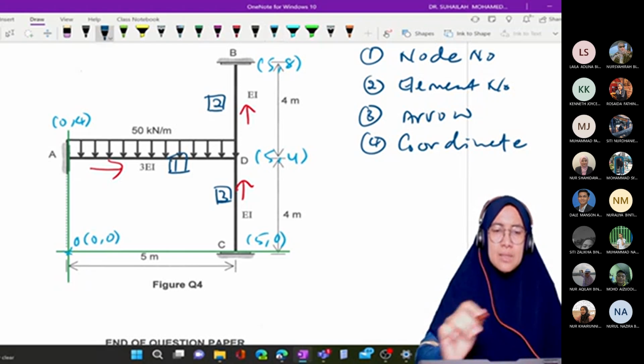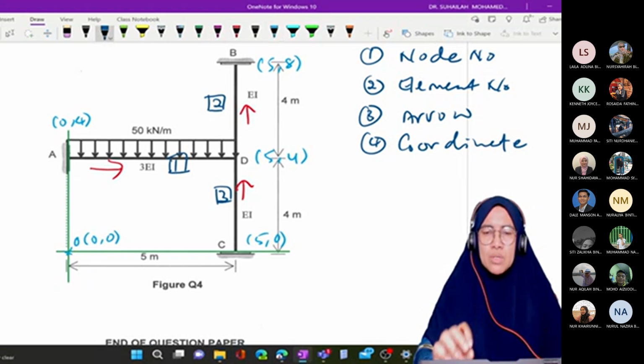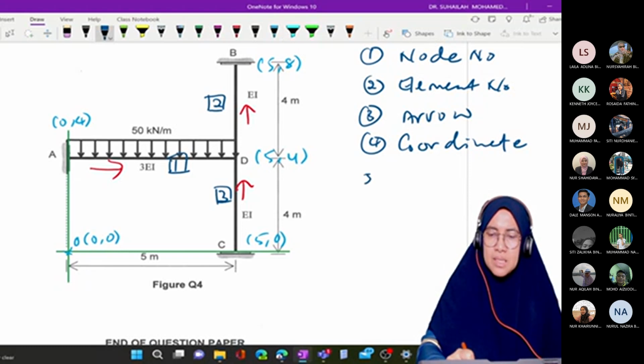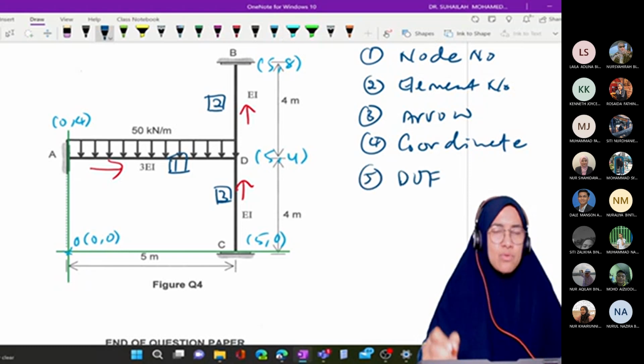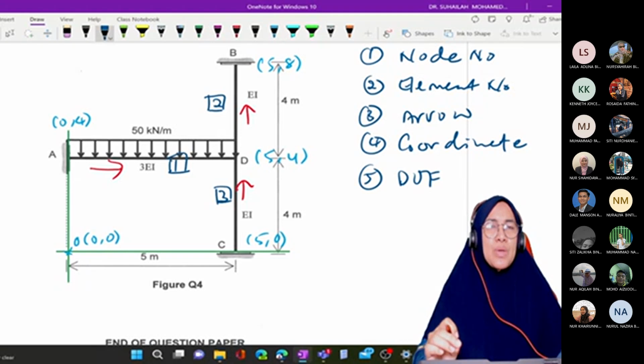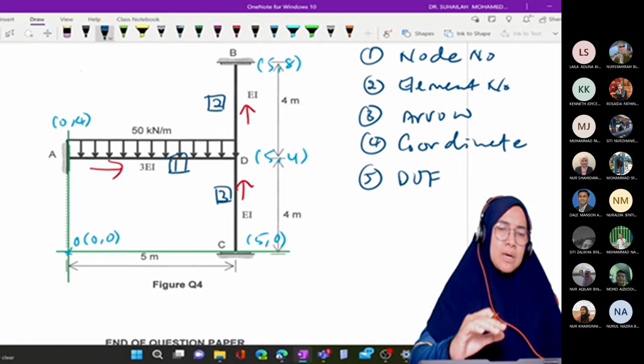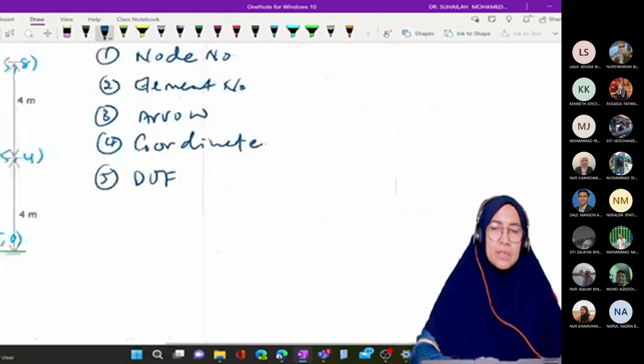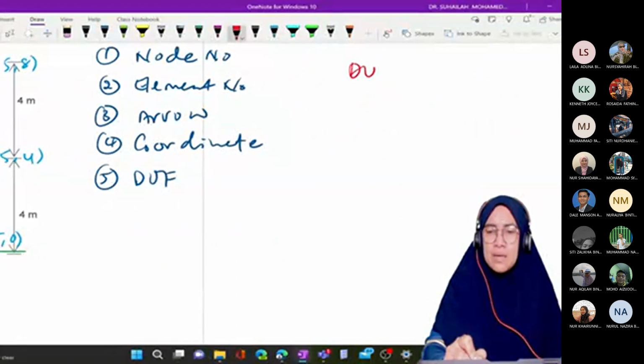Okay, lastly, what is most important is the degree of freedom. We have to label the degree of freedom. From the number of nodes, we know that there are four nodes, equal to 4 times 3, which is 12 degrees of freedom.